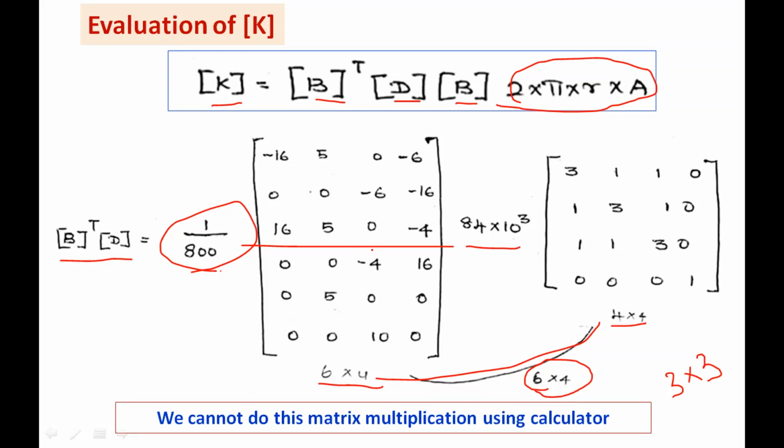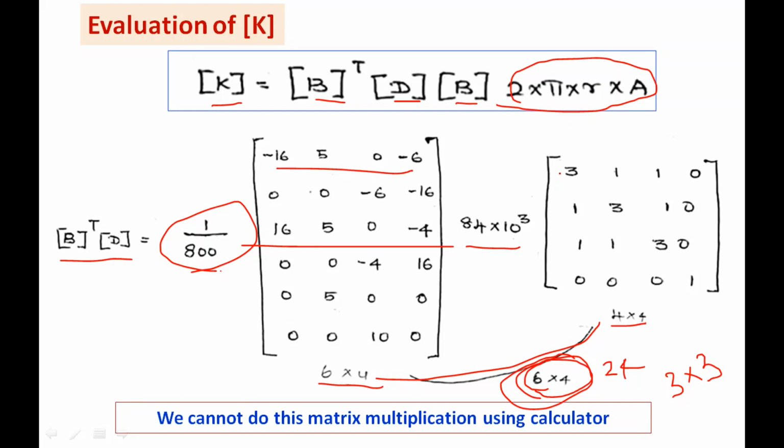So that is why, in the case of an axisymmetric problem, we have to do all the matrix multiplication manually. It will take more time and you have to do it very carefully. That is why type 2 and type 3 problems in axisymmetric condition should be avoided in examinations. For plane stress and plane strain conditions, we can choose any type of problem, but for axisymmetric condition only the type 1 problem is preferable. This resultant matrix, 6 by 4, means we will have 24 elements.